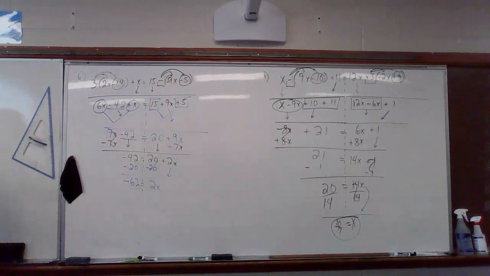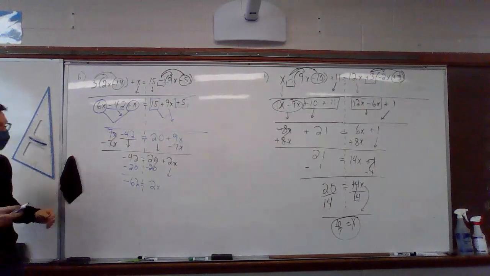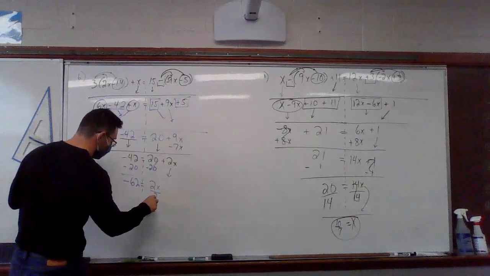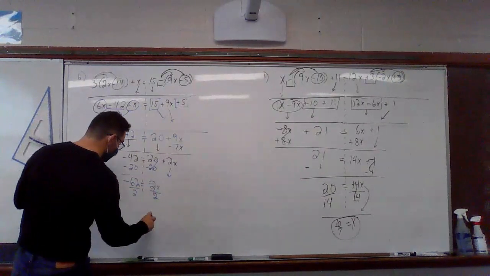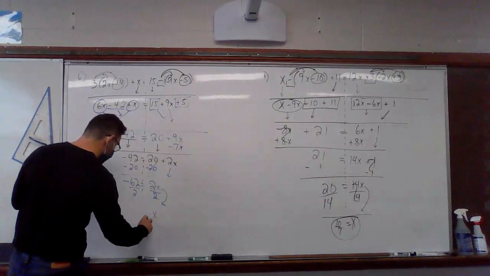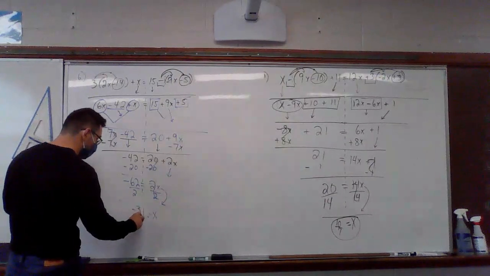Last step. We either multiply or divide. This is 2 times x, which means we need to divide. So I'm dividing both by 2. 2 divided by 2 is 1. 1 what? 1x equals negative 31.